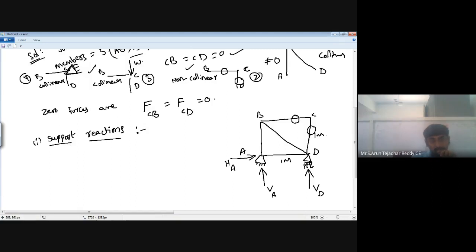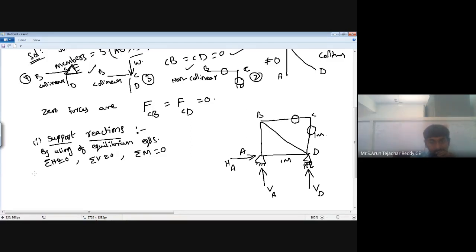So first of all, find the support reactions. Already we discussed how to find the support reactions, that is by using equilibrium equations. So what are the equilibrium equations? Sigma H is equal to 0, sigma V is equal to 0, sigma moment at any point is equal to 0.